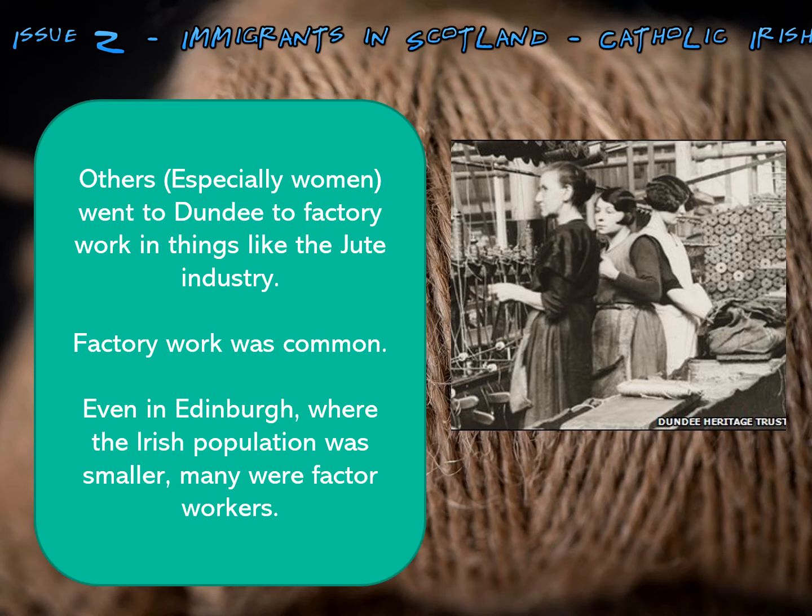Others, especially women, at first at least, went to Dundee for factory work and things like the jute industry, like Cox's Mill. Factory work was a very common thing that they could actually do, even in Edinburgh, where they had an Irish population but a smaller one. Many did factory work in these growing industries, which they would never have had the opportunity to do in Ireland, but they could do in Scotland during this industrial development phase.